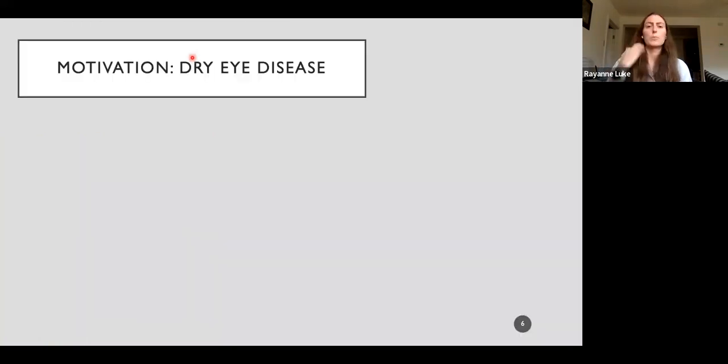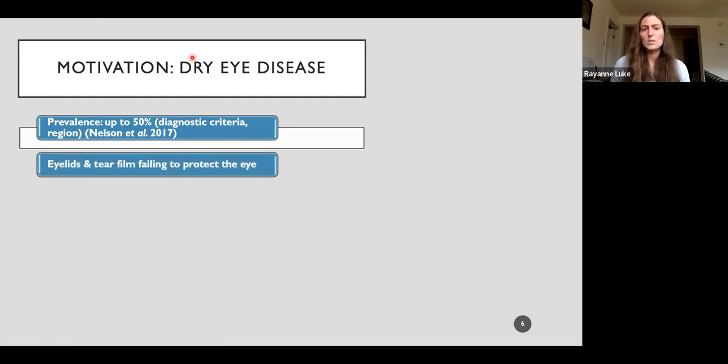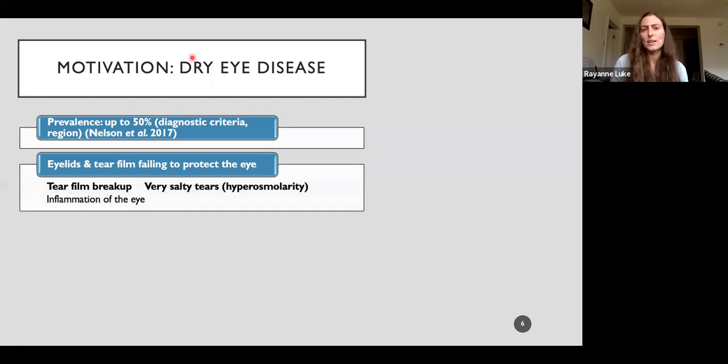Now that you know what tear film breakup is, I can better explain dry eye disease. This is a very prevalent condition based on your diagnostic criterion. It affects up to half the population. Simply put, it is when the eyelids and the tear film are failing to protect the eye, and it is characterized by tear film breakup, which I just introduced, very salty tears, which is called hyperosmolarity, and inflammation of the ocular surface.